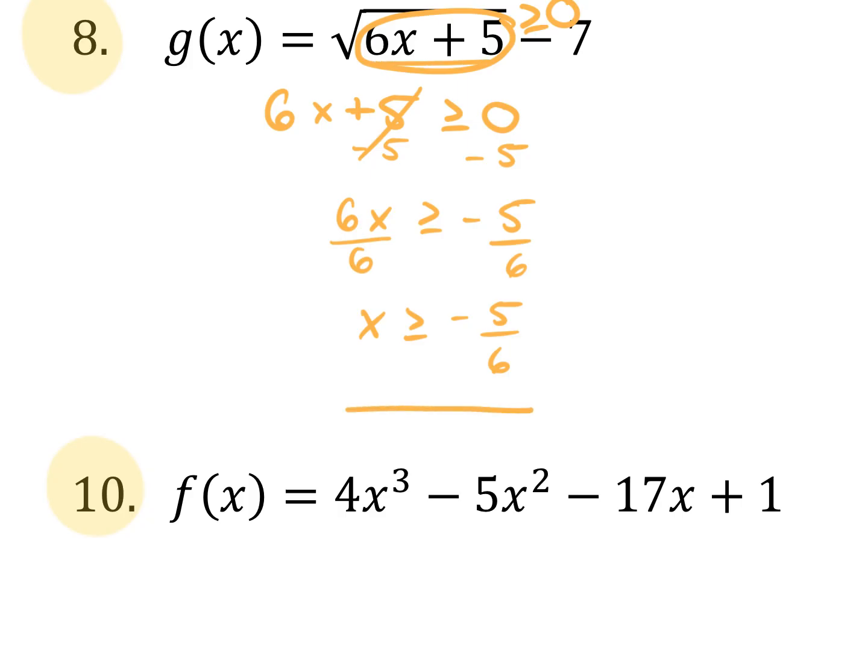So we're talking about numbers that are greater than negative 5 over 6. So negative 5 over 6 would be here. It's greater than or equal to, so it'd be a closed circle, and we're highlighting this way. So how would I write that in interval notation? Negative 5 over 6 to infinity. And since it's greater than or equal to, it gets a bracket.